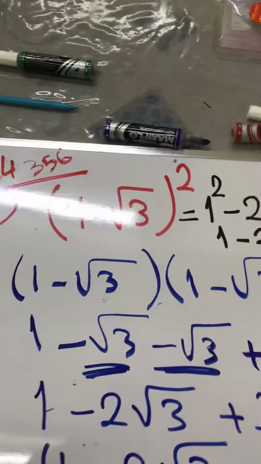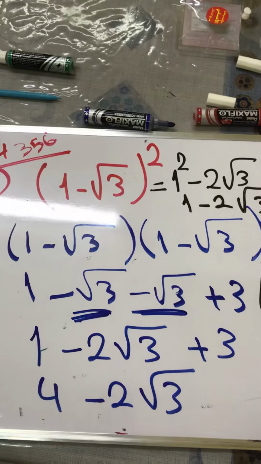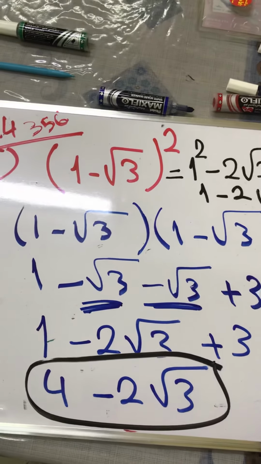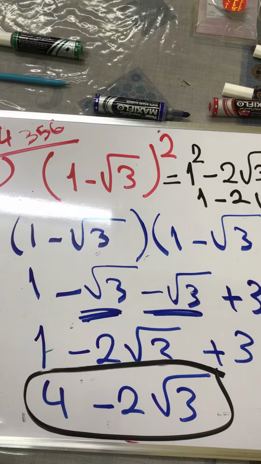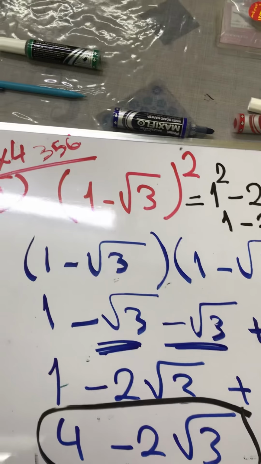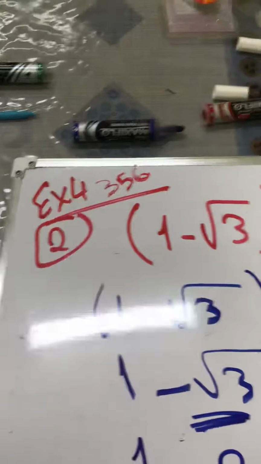Or expand it into 2 brackets and multiply the 2 brackets with each other. It gives you the same answer: 4 minus 2 square root of 3. Okay, this is number 2, exercise 4, page 356.